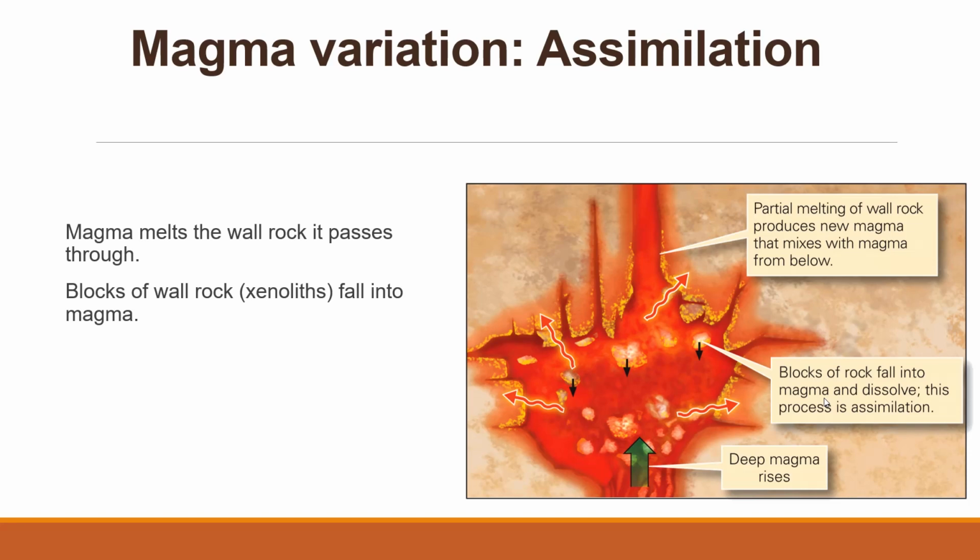We can also have blocks of the wall rock, which are called xenoliths. Xeno means foreign, lith means rock, falling into the magma. And we call this assimilation.